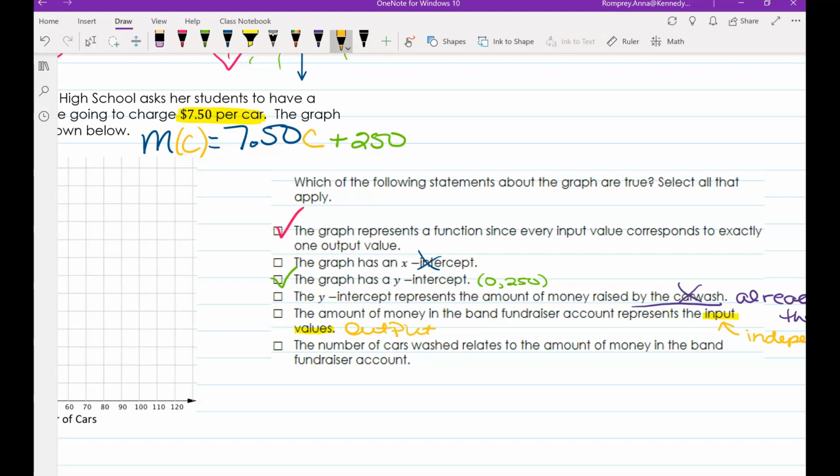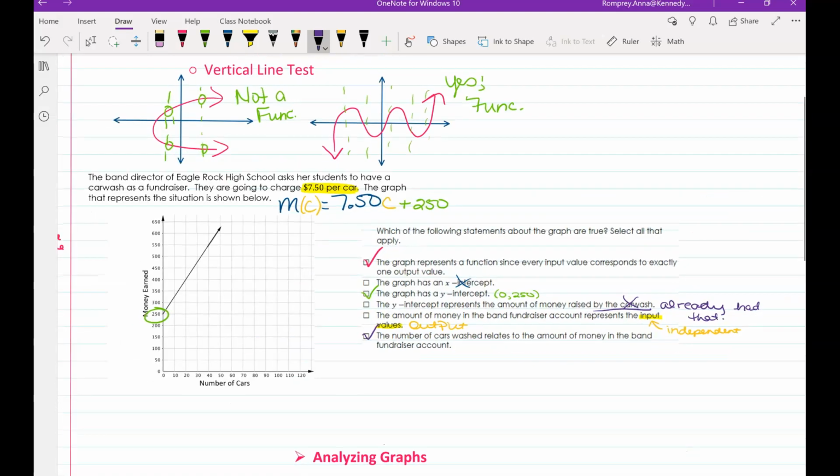Now the number of cars washed relates to the amount of money in the band fundraiser account. Yes. That's kind of silly to me. The number of cars washed relates to the amount of money in the band fundraiser account. Yeah, the more cars we wash, the more money we're going to have. Absolutely. Okay. Does that make sense? So when you're looking at these, they're going to ask you about all kinds of things.